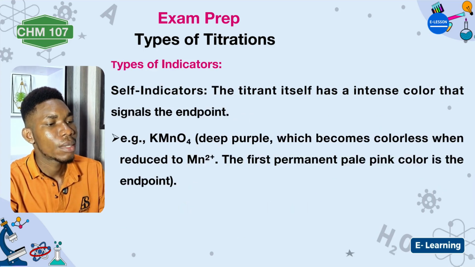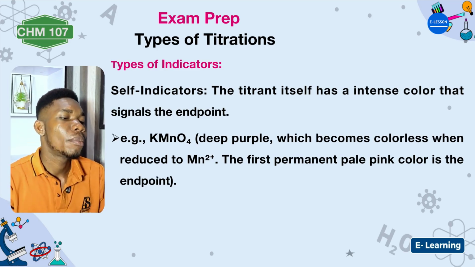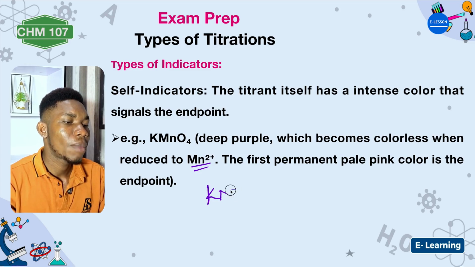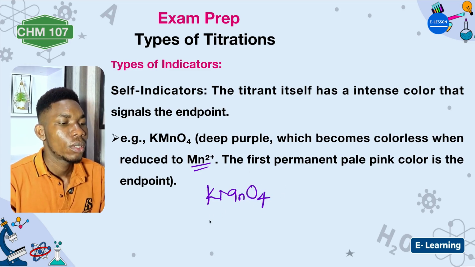All right. Now, self-indicator, I talked about it severally. The titrant itself has an intense color that signals the endpoint, KMnO4, which becomes colorless when reduced to manganese 2+. You know this KMnO4, if you want to calculate the oxidation state of manganese here, potassium is +1, manganese is what you are looking for, then oxygen is -2 times 4, which is -8.